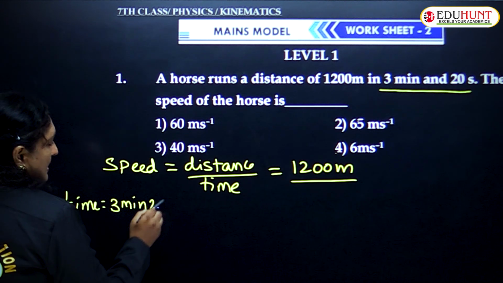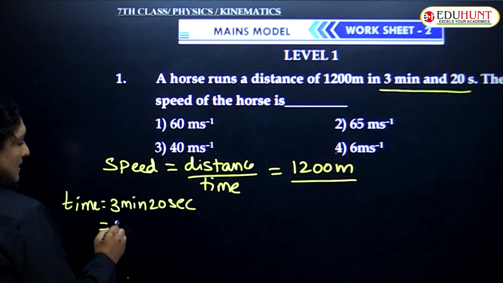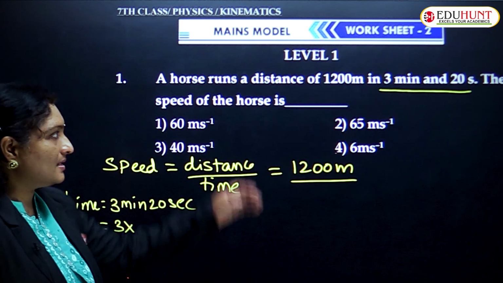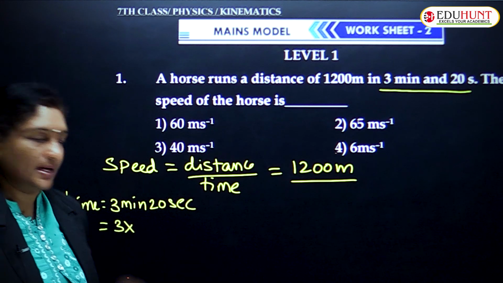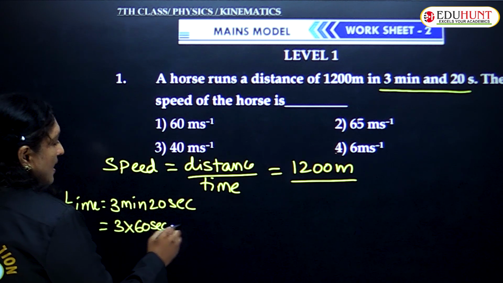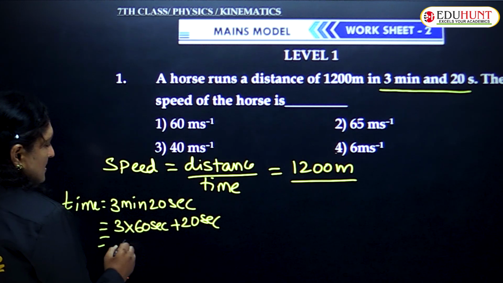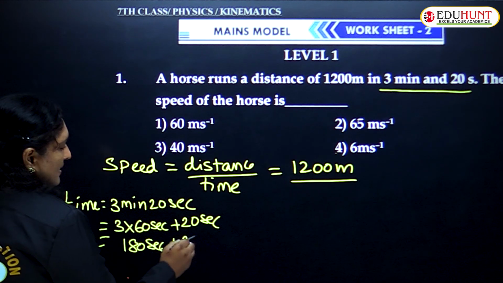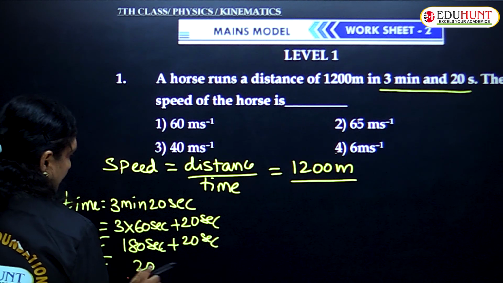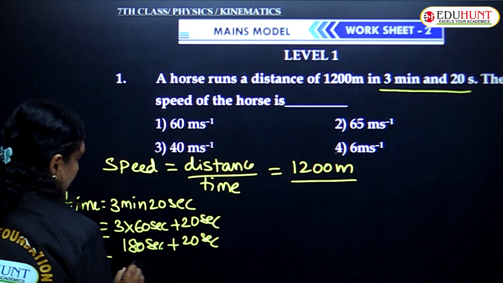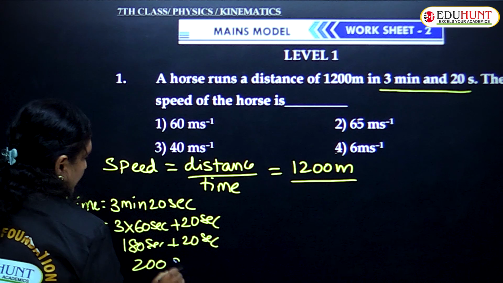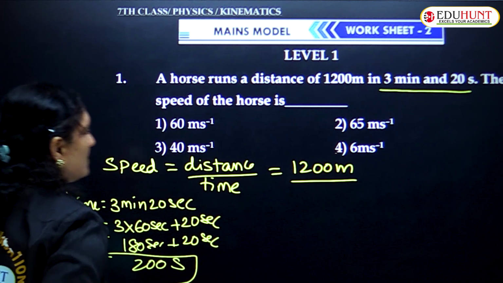Let us convert 3 minutes 20 seconds completely into seconds, because the SI unit of speed is meter per second and the distance is given in meters. Each minute carries 60 seconds, so 3 minutes means 3 into 60 seconds along with an additional 20 seconds. 3 sixes are 180 seconds plus 20 seconds. How much is that, children? 180 plus 20 is totally 200 seconds.